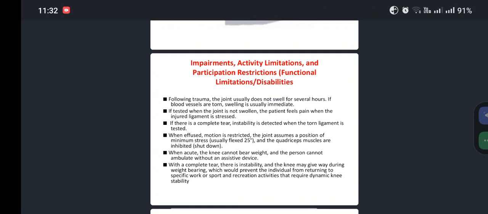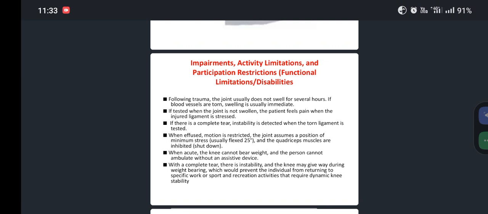The next heading is impairment, activity limitation and participation restriction, which the patient may complain of. Following trauma, the joint usually does not swell for hours. If the blood vessels are torn, the swelling may be immediate. If tested when the joint is not swollen, the patient feels pain when the injured ligament is stressed, or if you perform any special test, that is varus or valgus test, anterior drawer test, or Lachman test.